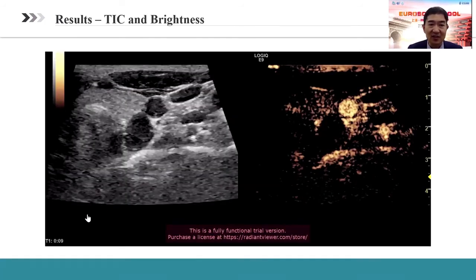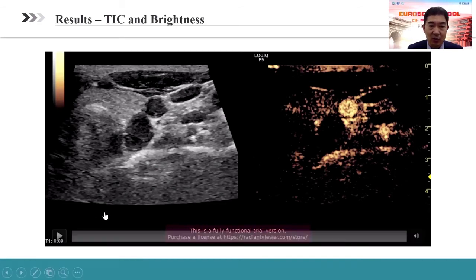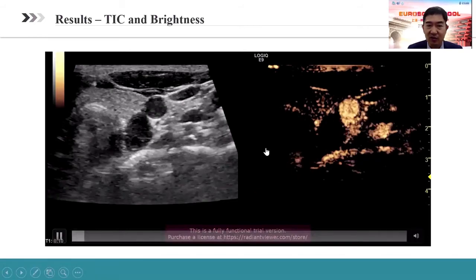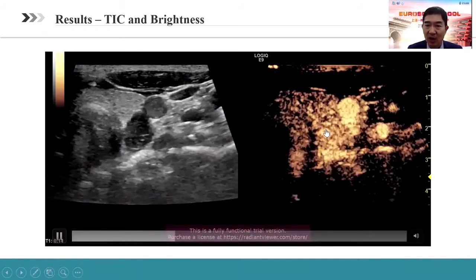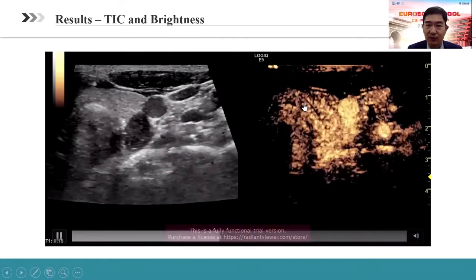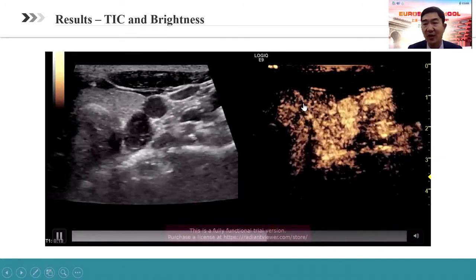And this is the process of the CEUS. We can see there is obvious hyperenhancement within the nodule compared with the thyroid tissue in the arterial phase as well as the late phase.